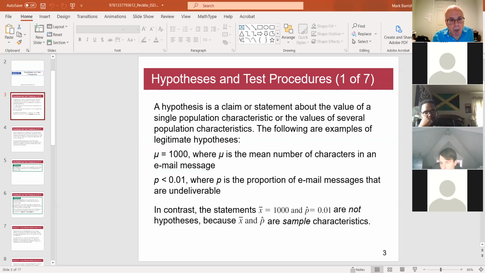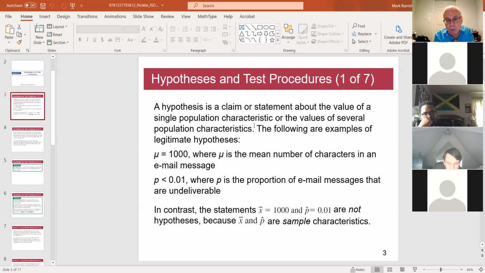All right, so let's talk about what a hypothesis is, first of all. It's a claim or statement about the value of a single population characteristic. Now, it's about the value of a population characteristic, in other words, a population mean or a population proportion. And by the way, that's it. There are many types of hypothesis tests for many different types of population parameters. Remember what a population parameter is. It is a population mean or a population proportion. A statistic is your sample mean or sample proportion.